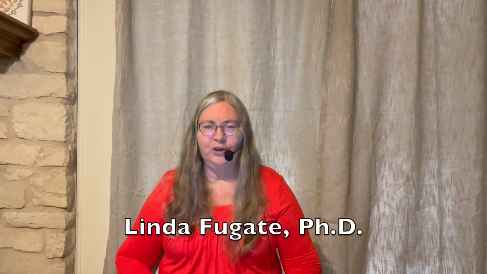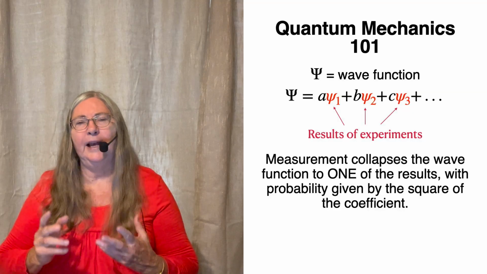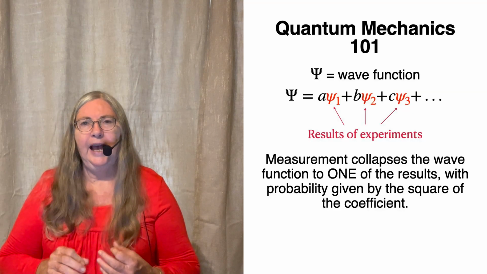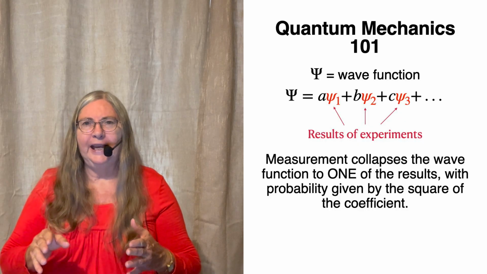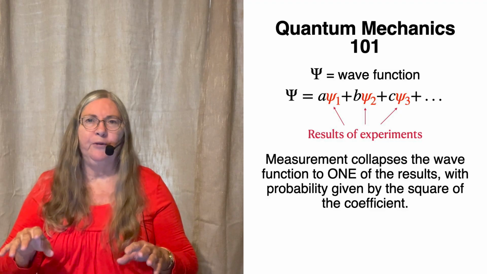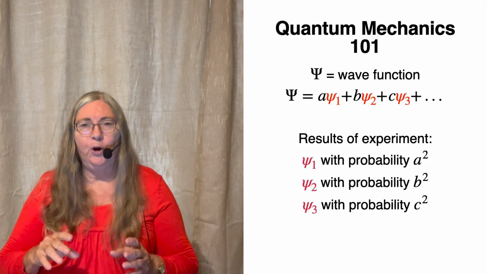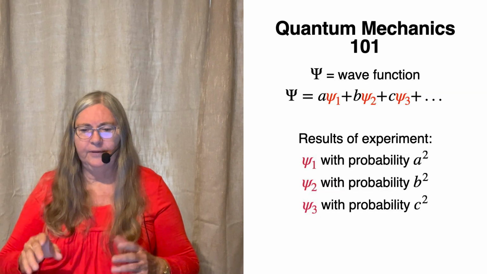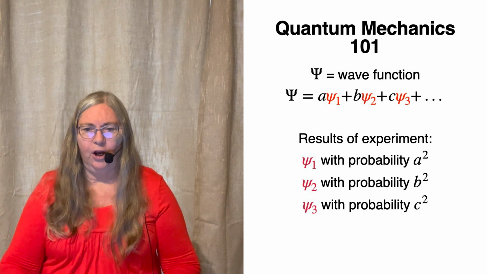Collapse of the wave function is one of the first things I learned in undergraduate quantum mechanics. The wave function is something that characterizes every quantum system, and it consists of a sum of terms for each possible result of a particular type of experiment that you can do on that system. Then we have coefficients like A, B, C that give you the probability of getting each outcome.